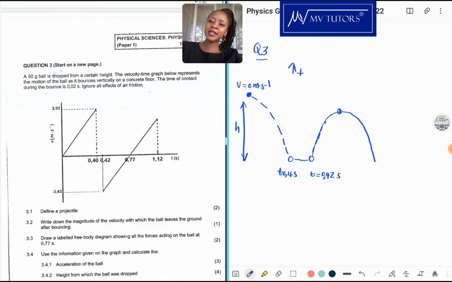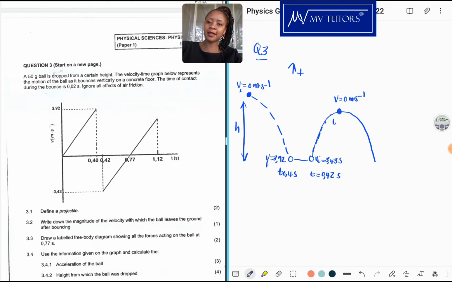So at this point here, we know that our velocity is also 0. So at 0.4 seconds, our velocity is 3.92, and so that's the final velocity, right? So that's initial velocity, final velocity, and the initial velocity as it leaves the ground, that would be 3.43. And then it goes up again.